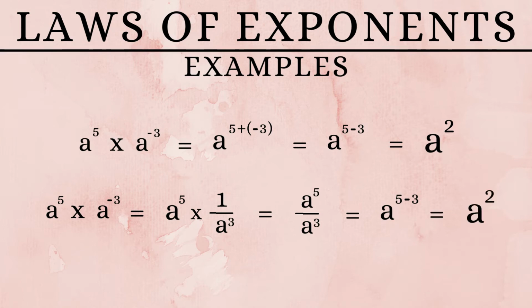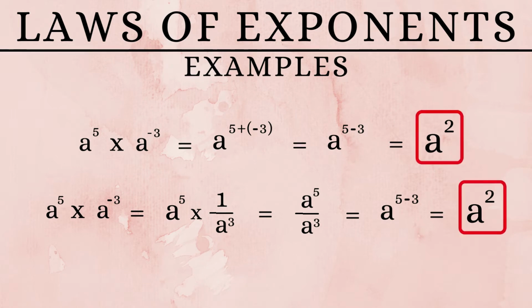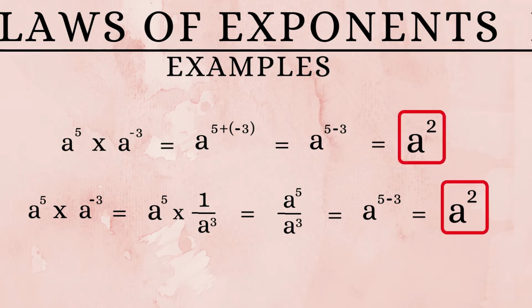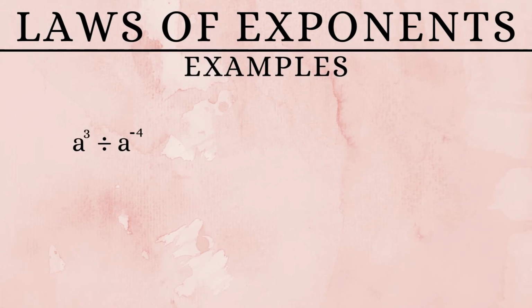This shows us that we can solve expressions involving exponents by using the different laws of exponents. And if you use them correctly, you'll end up with the same correct answer. Next example, a to the power of 3 divided by a to the power of minus 4. Let's again try this using two different methods.